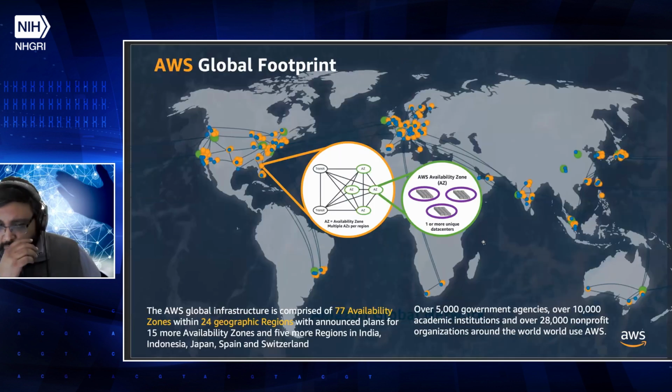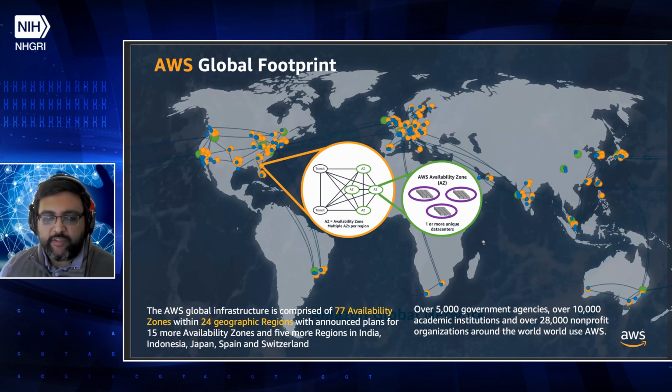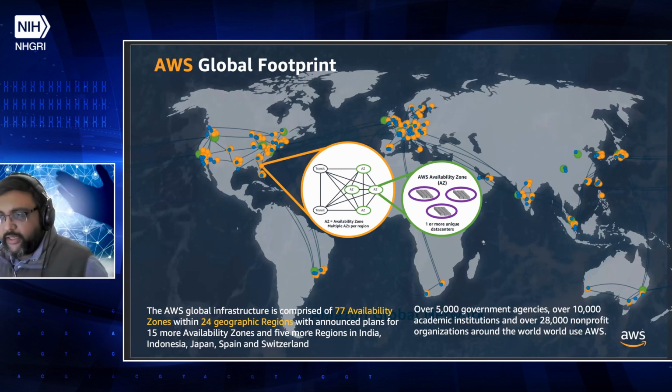And where AWS sort of starts to help, it all starts off with our global footprint. AWS does have the widest infrastructure comprised of 77 different availability zones, with each in 24 different geographical regions. And there are 5 more regions coming up. So this is a very vast network that connects the world together and brings the researchers together with the government agencies to get you access to data and be able to do your work together across the world.